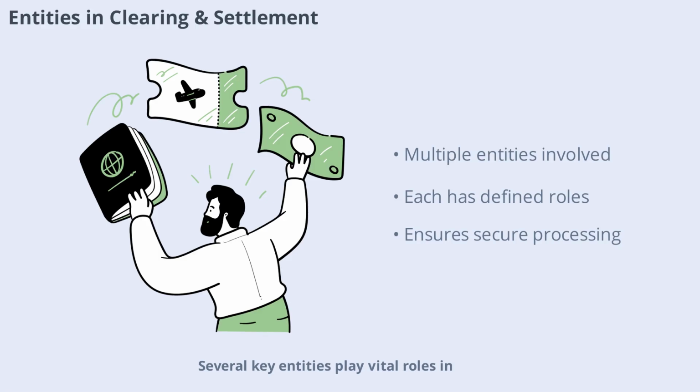the market. Several key entities play vital roles in the clearing and settlement of exchange-traded currency derivatives. The clearing corporation stands at the center, supported by clearing members, clearing banks, depositories, and depository participants. Each entity has specific responsibilities. Clearing members handle the clearing and settlement of trades for their clients, clearing banks manage the flow of funds, and depositories facilitate the electronic holding and transfer of securities. This network of entities ensures that every trade is processed accurately, securely, and in compliance with regulatory standards.